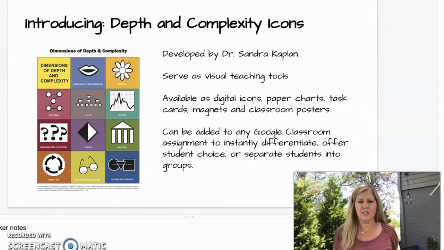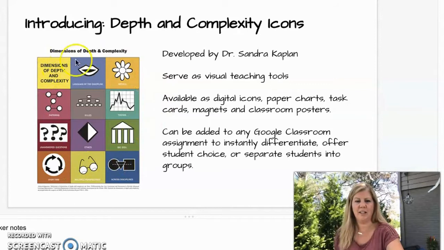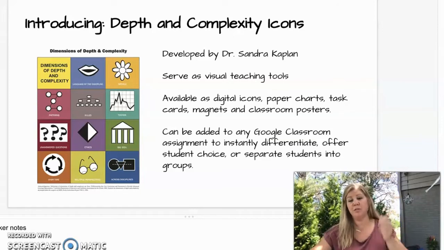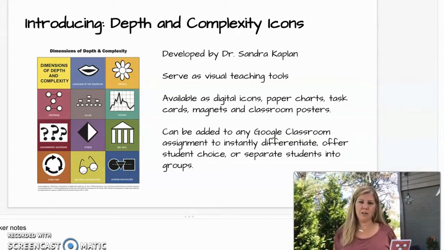These are visual teaching tools. If you take a look at this system of icons here, these are all meant to be broken apart. There are 11 of them. They can be used individually or in conjunction with one another. The actual tools themselves are available as digital icons. I'll have a download linked below for you.